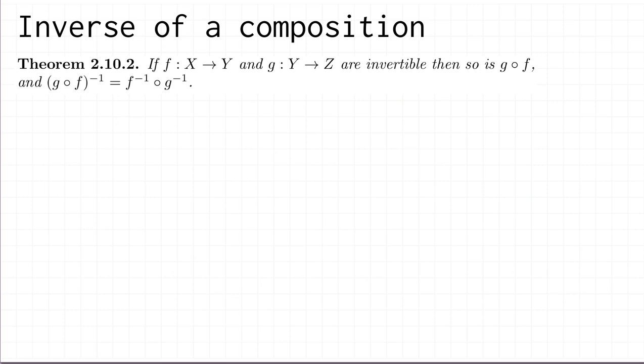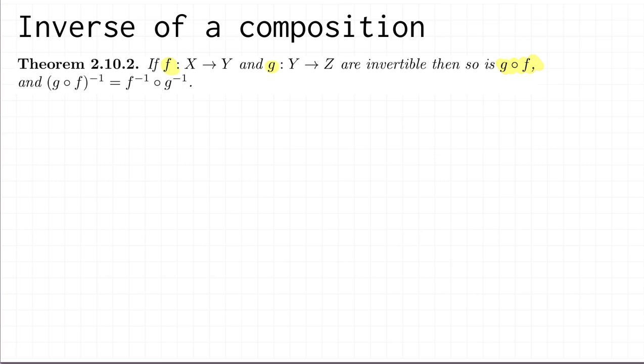So finally, let's just look at one useful thing that we can say about invertible functions, so functions which have two-sided inverses. And that is that if you have the composition of two invertible functions, then that is also invertible. So in the language of this theorem, if you've got a function f from x to y and g from y to z are invertible, then you can form the composition g composed with f, and in fact that is invertible. So it's got a two-sided inverse.